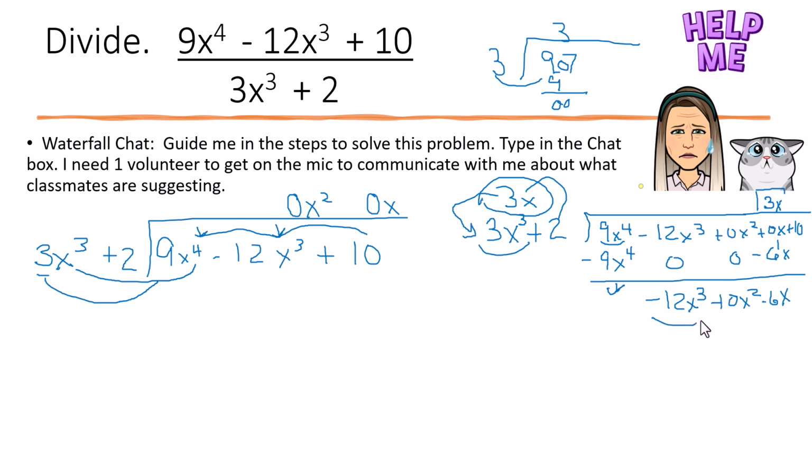All right, now look at this term. What would you multiply this by, 3x to the third, to get negative 12x to the third? That would just be a negative 4. And notice that that's going to line up in this column where the constants are. Okay, so we're going to be done after this step, and then we'll end up with a remainder or not. All right, so take that negative 4 times positive 3, and you get negative 12x to the third. And then multiply that also by the positive 2. Negative 4 times positive 2 is negative 8.